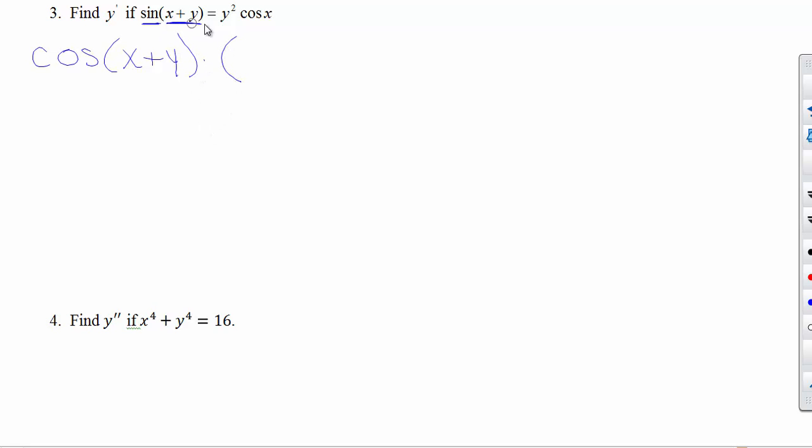So the derivative of x plus y. Now the derivative of x is just 1. The derivative of y is y prime. So the derivative of the inside is 1 plus y prime.